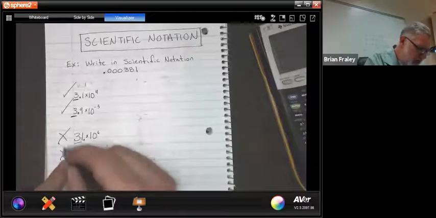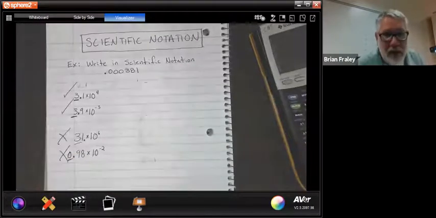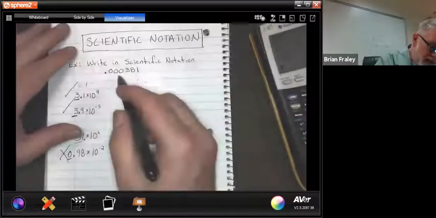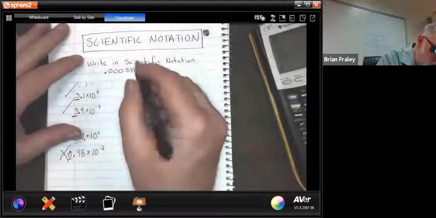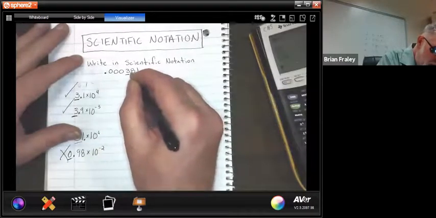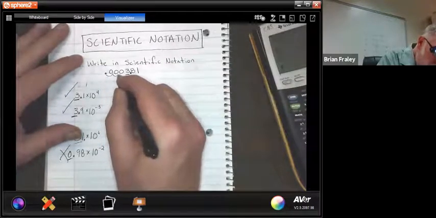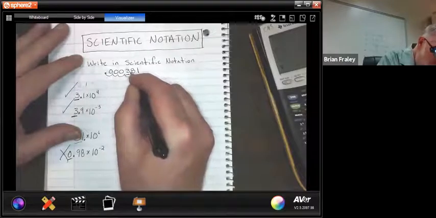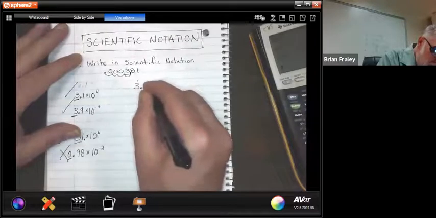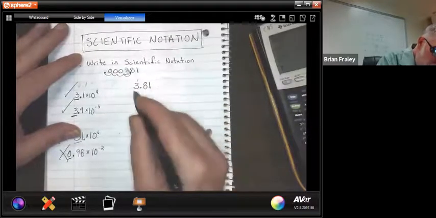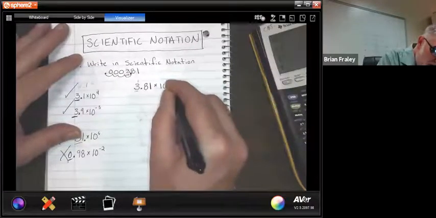This one's got nothing in front of the decimal point. So that's not right either. You got to have one digit in front. Well, if that's the case, we're going to move this decimal point, and I move it to where there's only one digit in front, which is right there. So let's count by doing our little loop-de-loops. 1, 2, 3, and 4. I moved my decimal point 4 places. So my new number is 3.81. Again, I got one number in front. And we said we moved it 4 places.